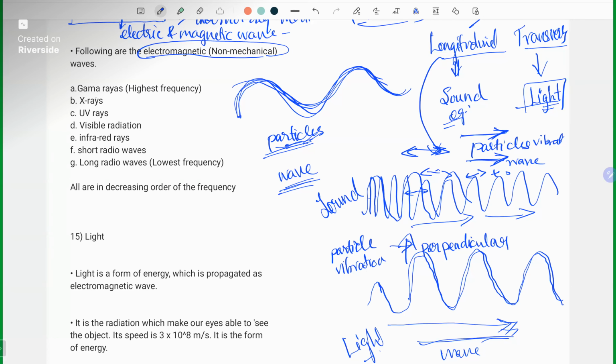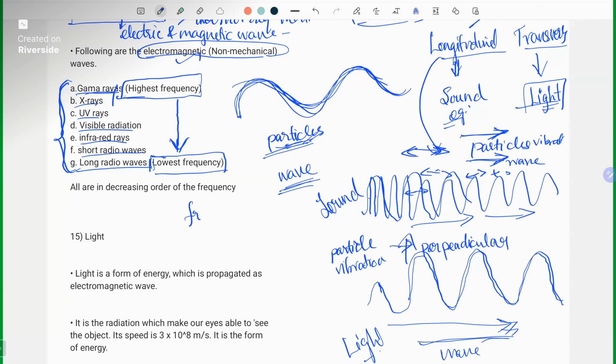There are these things, okay? Gamma rays, X-rays, UV rays, visible radiation, infrared rays, short radio waves, long radio waves. So these are the basic electromagnetic waves. See, in this electromagnetic radiation spectrum that they have given, gamma rays will have the highest frequency, with decreasing frequency in the order written, and long radio waves will have the lowest frequency. And also note down, frequency and wavelength are inversely proportional.